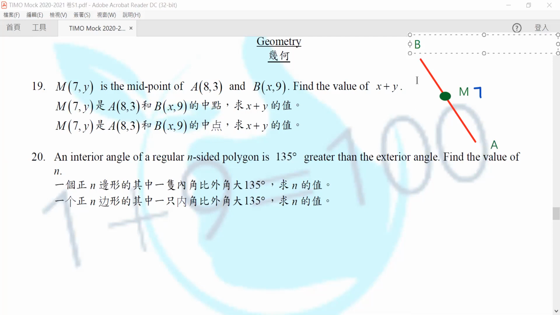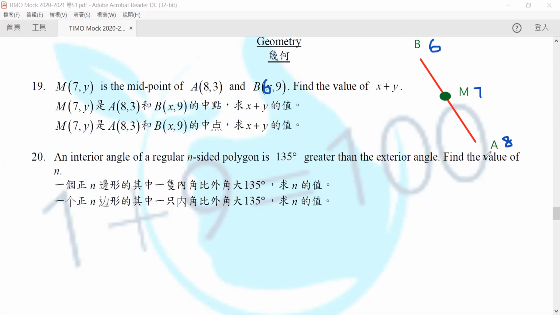So we know that the number 7 must be the average of 8 and some number. What is that number? Such that 7 is the average of 8 and that number. That number must be 6. So we know that x is 6.